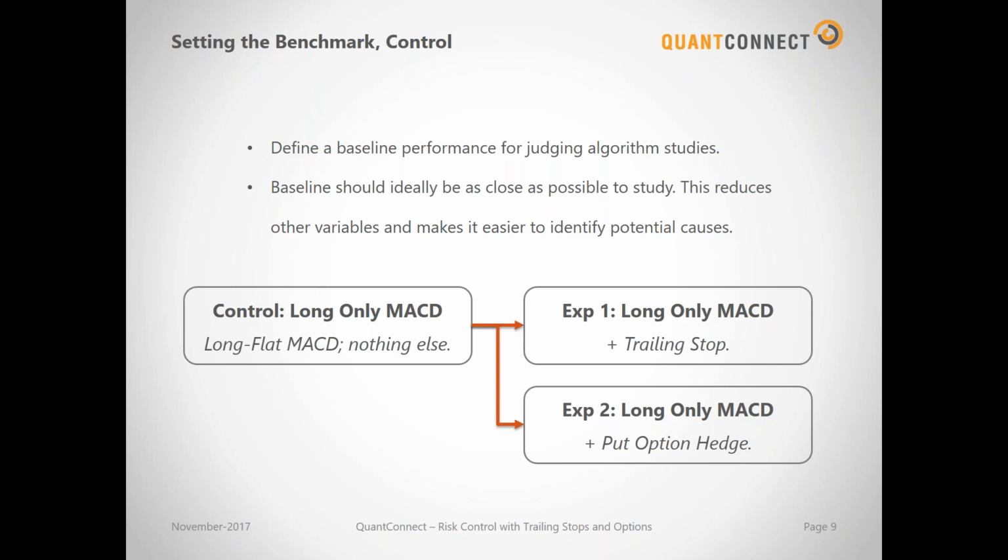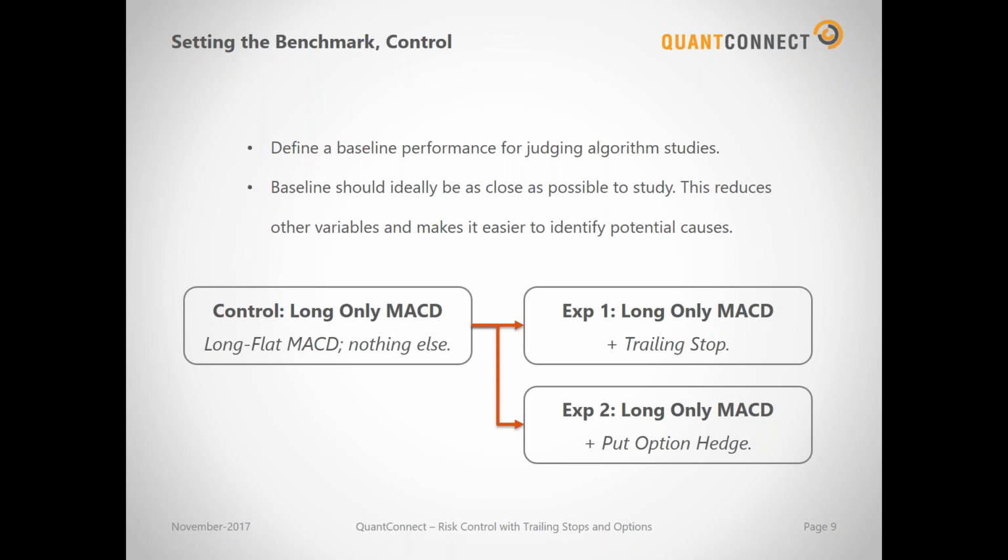So then off that, we'll have two experiments. We'll have the long only MACD, and then we'll just add a trailing stop, and that'll be the only difference. Ideally, 90% of the code should be identical. And then similar for the other experiment, we'll have the long only MACD, but instead of liquidating, we'll buy a put option to hedge the downturn. So yeah, that can be our control. We've got this long only MACD strategy, and then from there we can investigate these other options.